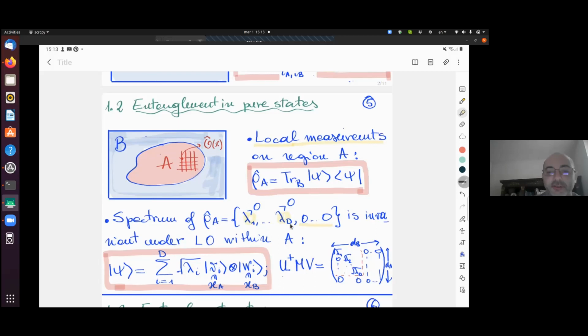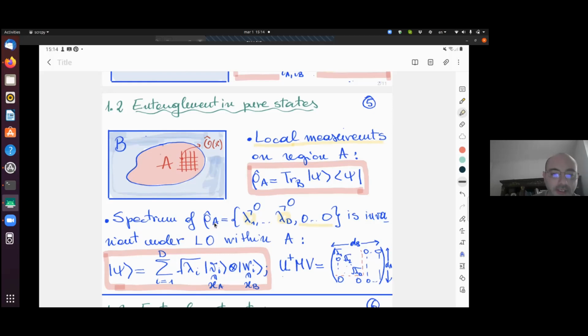So basically, if d is larger than 1, the number of non-zero eigenvalues of rho A is larger than 1, rho A is no more a projector, and the state that you really observe, if you can access only region A, is no more pure, but is mixed, okay? And well, if you just exploit the fact that rho A is Hermitian and can be diagonalized, you will also realize that the spectrum of rho A is equal to the spectrum of rho B.